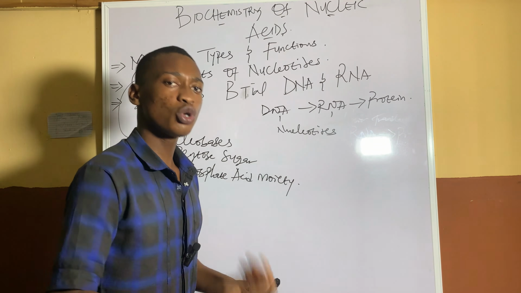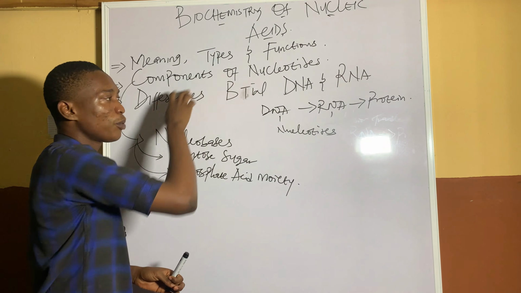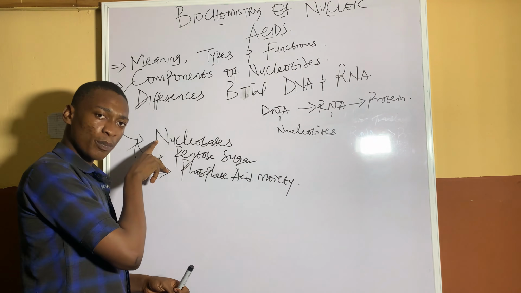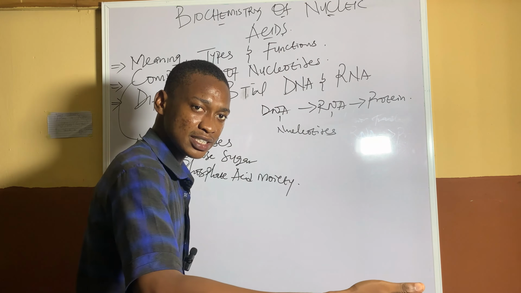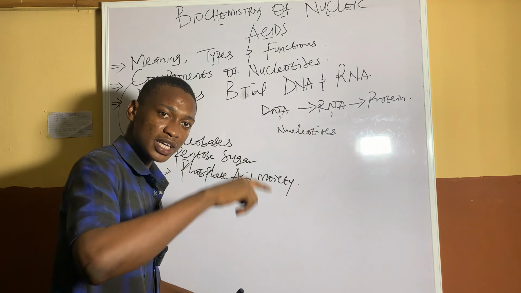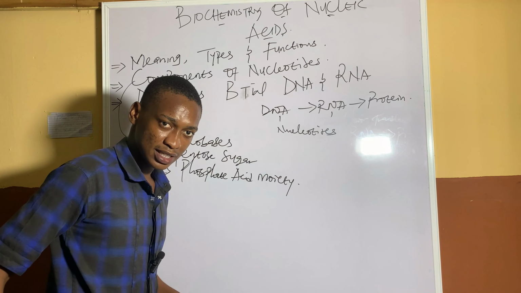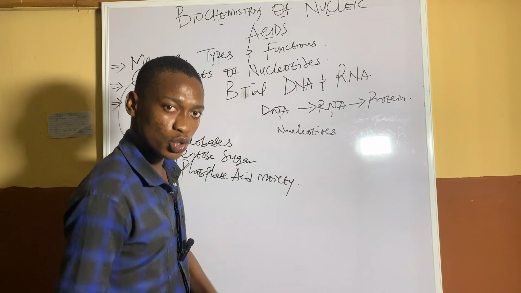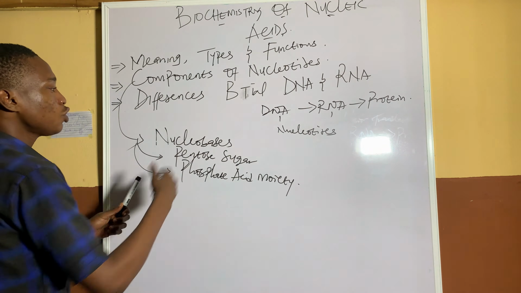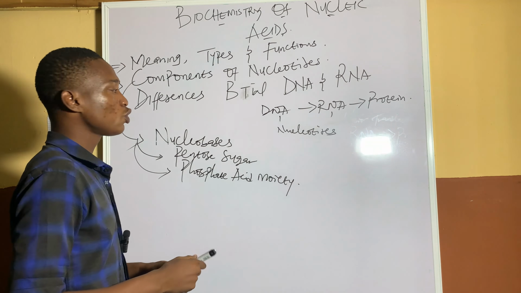Now, when we're looking at nucleobases, remember we're still talking about components of nucleotides. These are the three major components of nucleotides. What are nucleotides? Nucleotides are monomers of nucleic acid. What are nucleic acids? Nucleic acids are long-chain polynucleotides. Hope you're following what I'm saying. That means we can't have nucleic acid without what? Nucleotides. So, now, in nucleobases, we usually have two types of nucleobases.